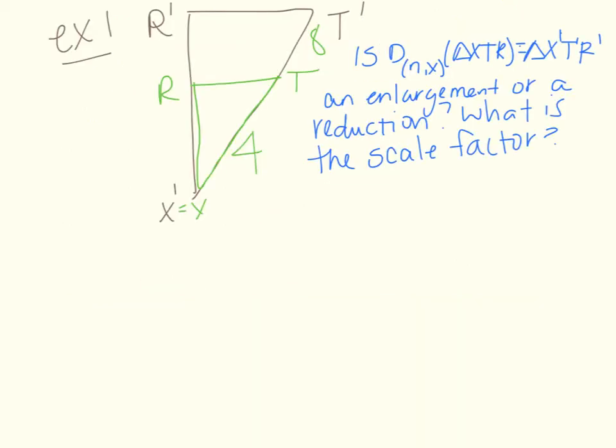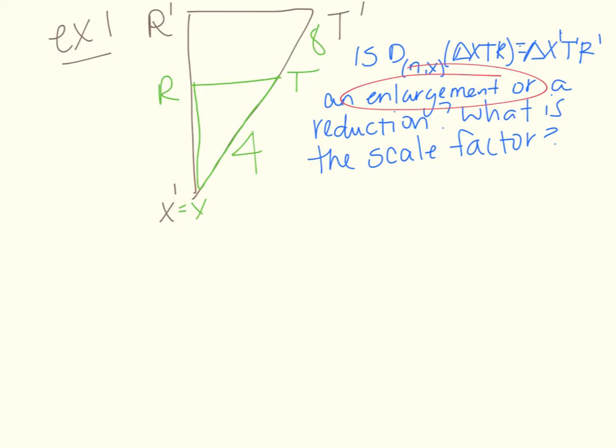Okay, so here's an example. The question is: is the dilation of triangle XTR equal to triangle X prime T prime R prime an enlargement or a reduction? And what is the scale factor? If you look, XTR is the smaller green one, and X prime T prime R prime is the larger one. So this is obviously an enlargement.